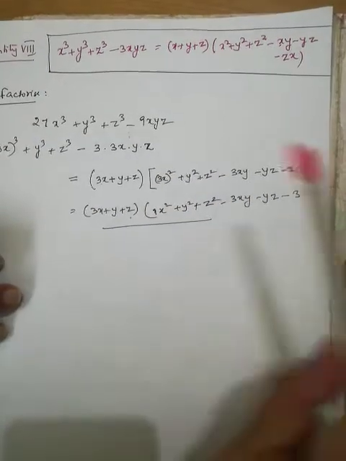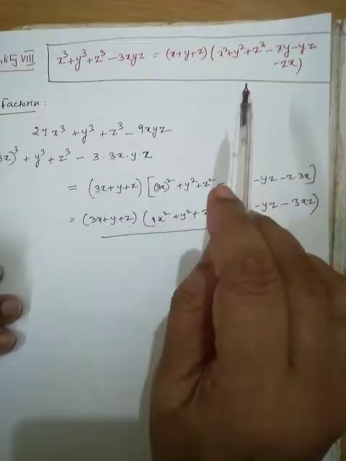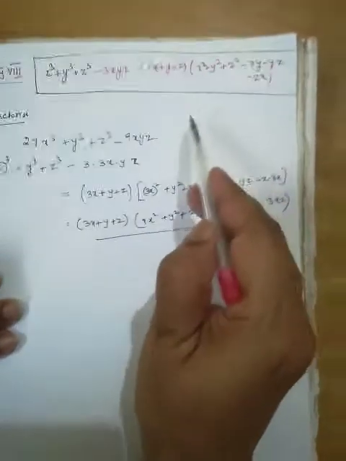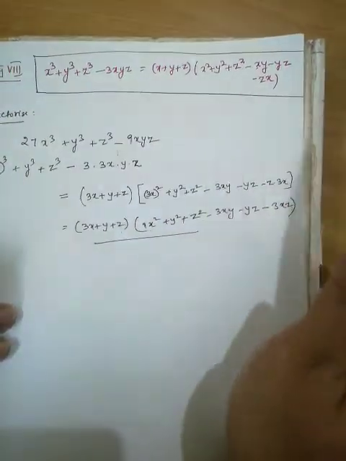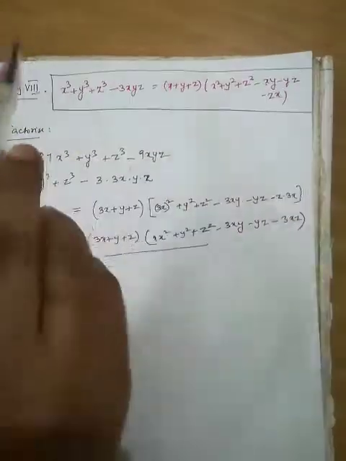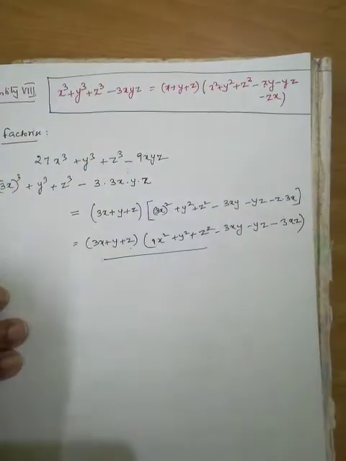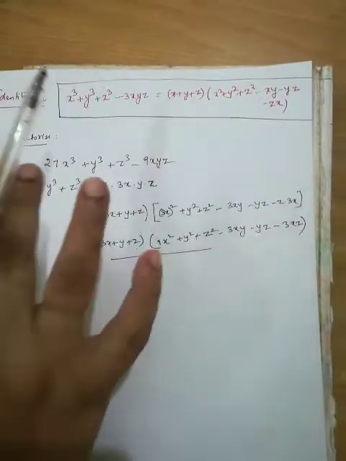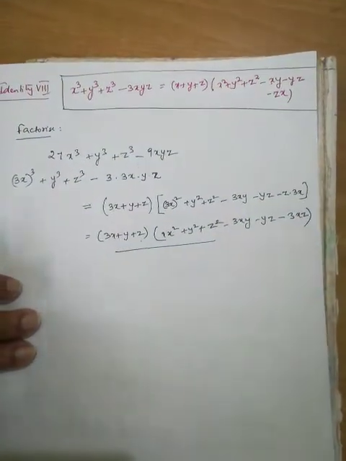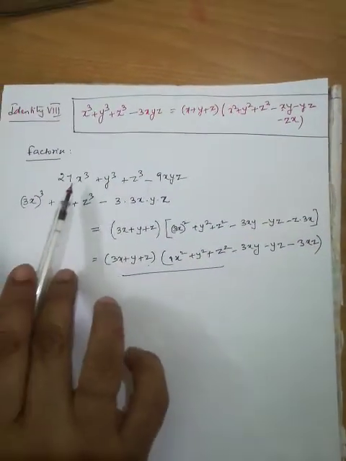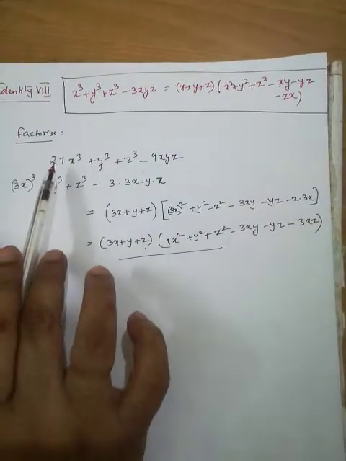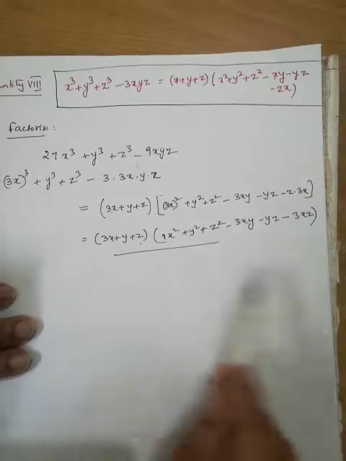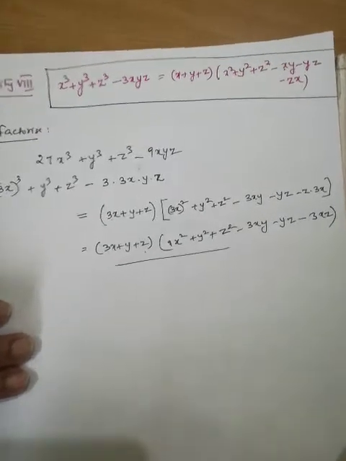If you want to verify whether the identity is correct or not, what you will do? You take the left hand side, multiply it. Some of the things will cancel and you will be getting this right hand side. That shows that this identity is verified. So you can verify on your own. But for factorization, you have to see whenever it is in the form of x cube plus y cube plus z cube minus 3xyz, use this identity and factorize it.